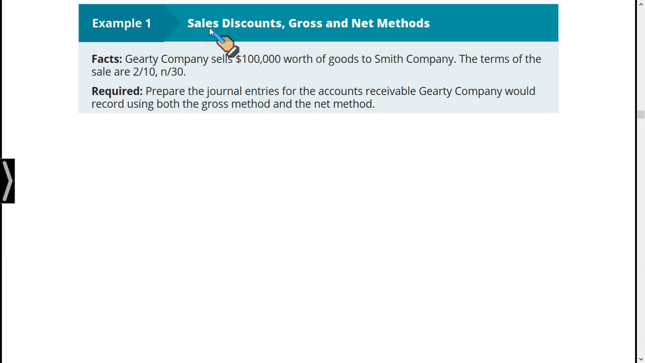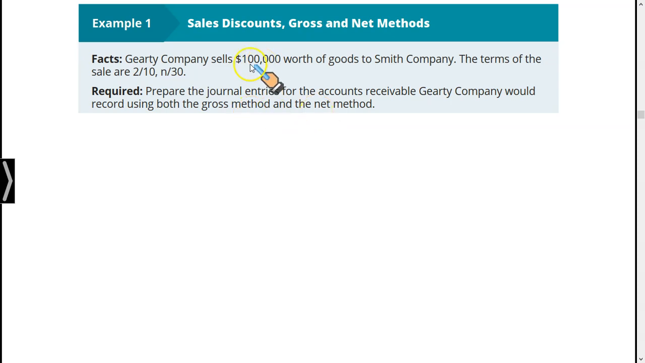Okay, see another example, sales discount, gross and net method. Gaiety company sells $100,000 worth of goods to Smith company. The terms of the sale are 2/10 net 30, meaning if the customers pay within 10 days, we give 2% off, else the full amount is to be paid by the 30th. Prepare the journal entries for account receivable that Gaiety company would record using both the gross method and the net method.